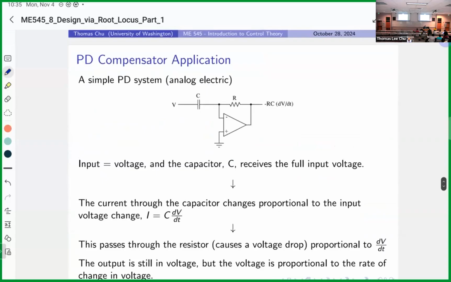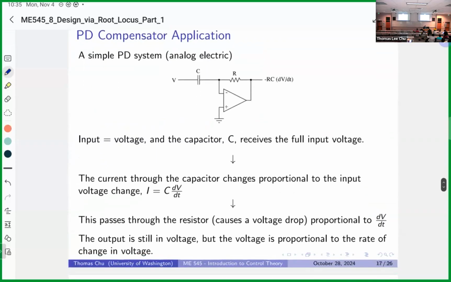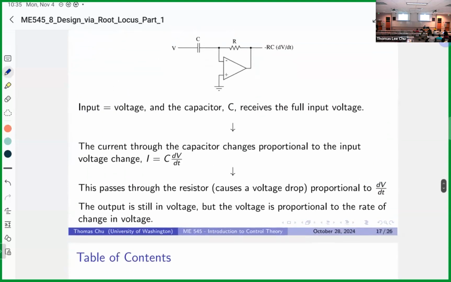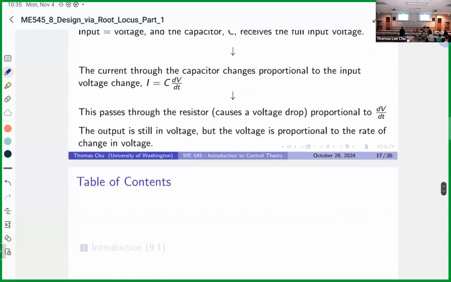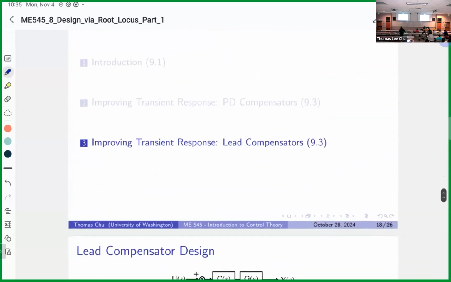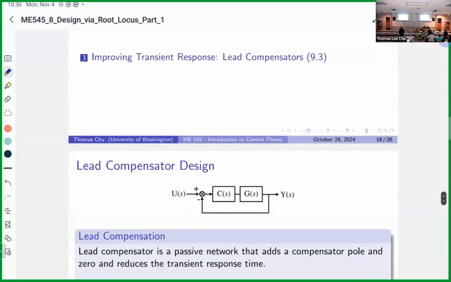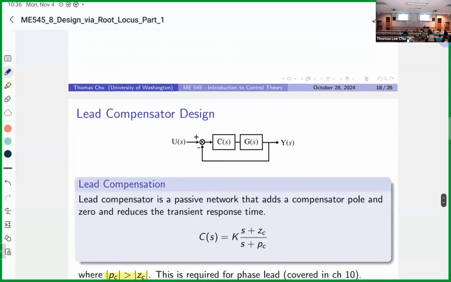So we ended with, I showed you an example of what a PD compensator in real life looks like. It's based off of a capacitor and resistor in series with an op amp. And basically it's a derivative because the output voltage is proportional to the change in voltage. And then we're moving on to lead compensator design. For this week, we'll finish that today and we're gonna start PI controller design.